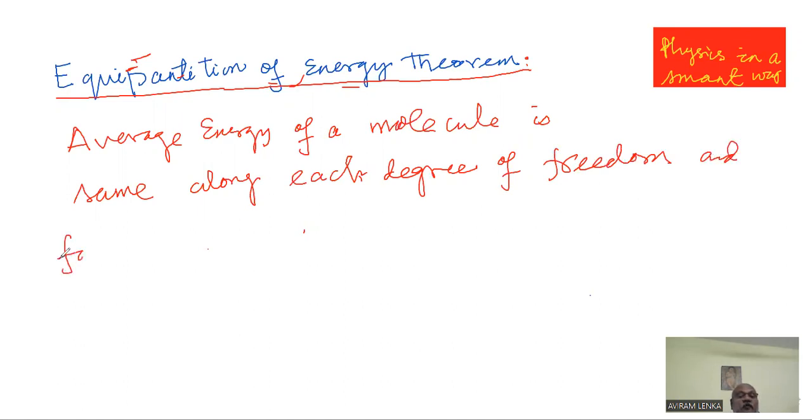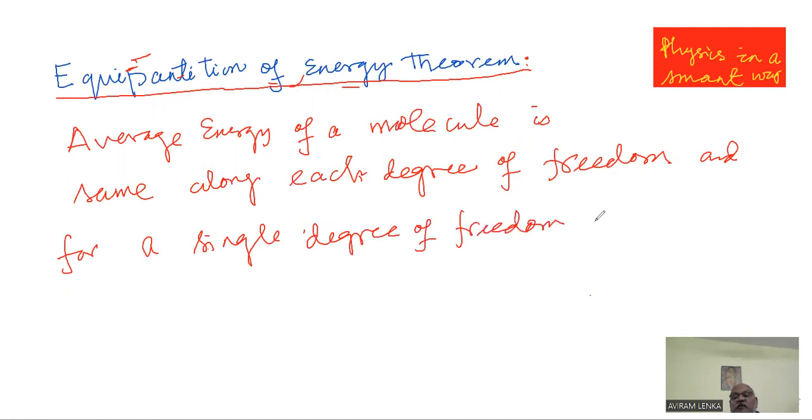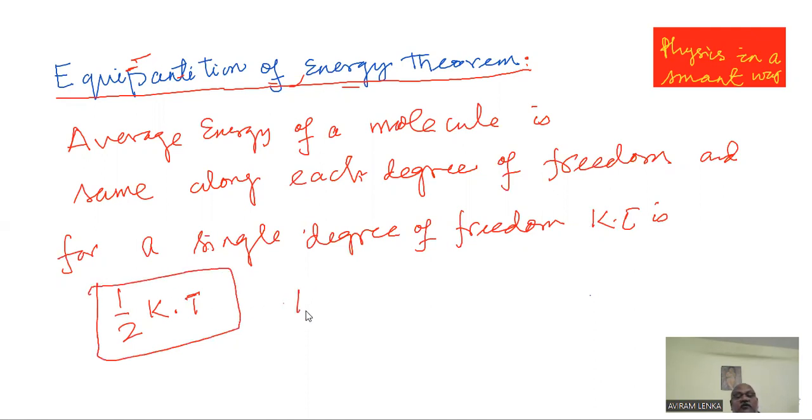For a single degree of freedom, the kinetic energy is 1 by 2 kT, given by a great man, Ludwig Boltzmann, where k is known as Boltzmann's constant. I won't be giving you the value. You just search and find out yourself. k is known as Boltzmann's constant.